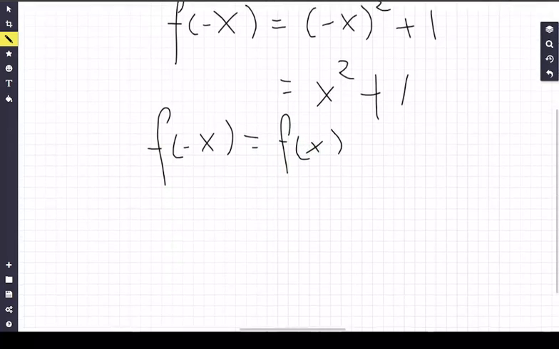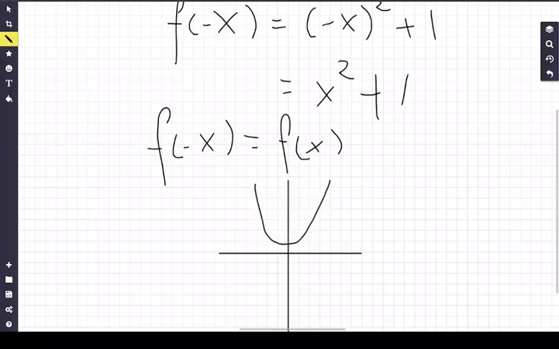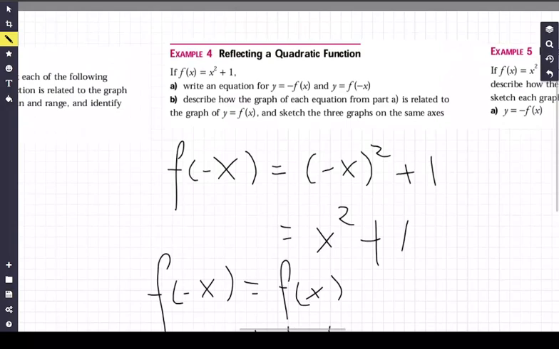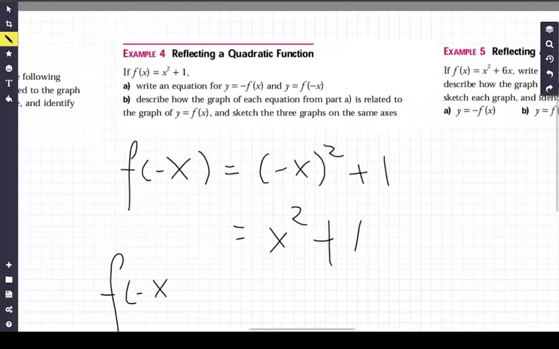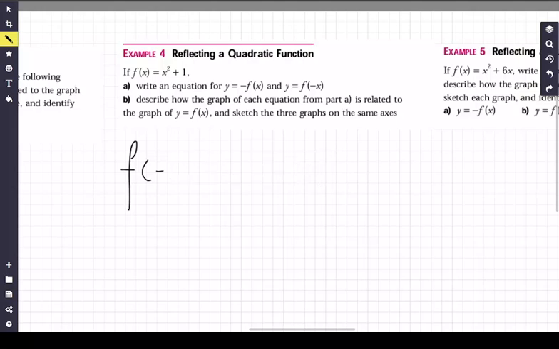Just like I proved earlier, there's absolutely no transformation because you can't flip anything right now. When you flip it across the y-axis, you're flipping the right to the left and the left to the right. Because the left and the right are completely the same, we can't do anything. So that is the answer to this question.